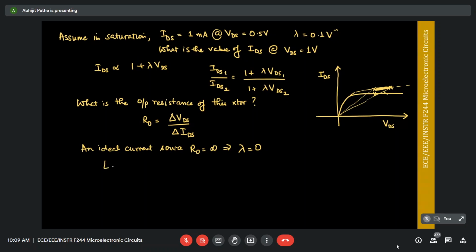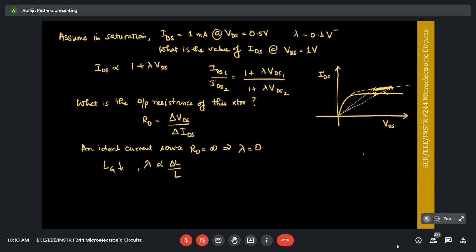Now, as I reduce the gate length of the transistor, what happens to the value of lambda? Does it increase, remain the same, decrease? If I reduce the gate length of the transistor, what happens to the value of lambda? So lambda would increase, right? And what is the reason behind it? You're correct. And why would it increase? Because then the pinch-off point moves closer to the drain, right? So remember lambda is proportional to delta L by L.